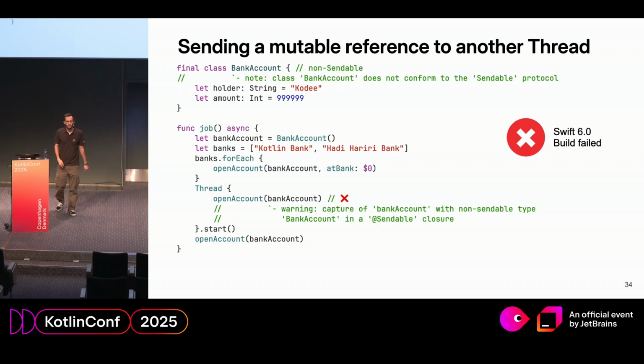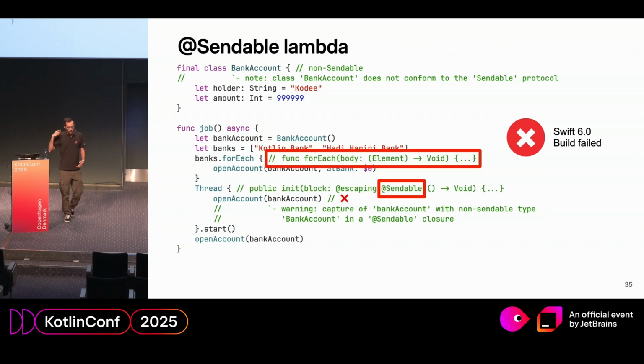But how does it do that? How does it determine that the first one is OK, but the second is not? Well, if we look at the definitions of the forEach function and the Thread constructor, we will see that the function type, in the case of the Thread constructor, is annotated with @Sendable, meaning that the lambda is only allowed to capture Sendable objects. And it all makes sense. You're constructing an object on one thread and sending it over to another to execute there, and for that it has to be Sendable, right?